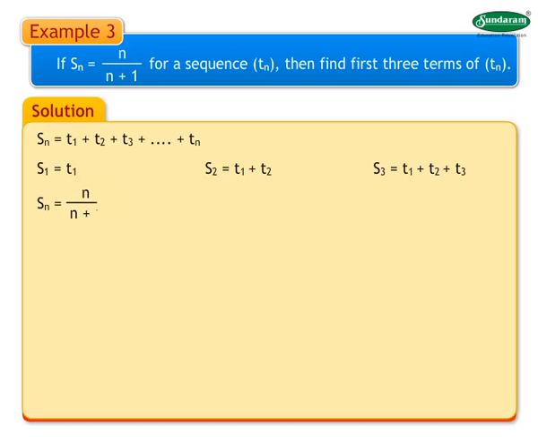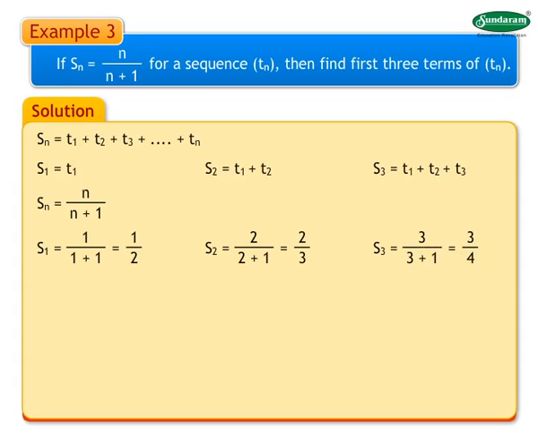Sn is equal to n upon n plus 1. S1 is equal to 1 upon 1 plus 1 is equal to 1 upon 2. S2 is equal to 2 upon 2 plus 1 is equal to 2 upon 3. S3 is equal to 3 upon 3 plus 1 is equal to 3 upon 4.